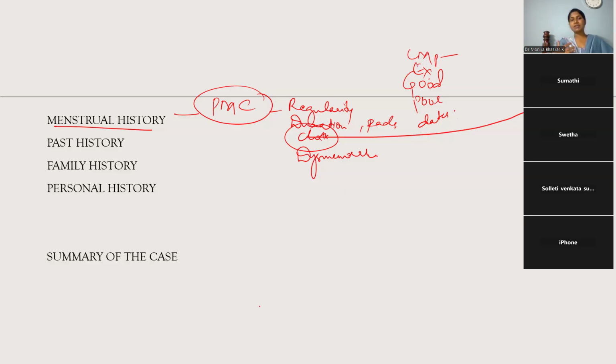And past surgical history, whether she has any previous history of appendicectomy or perforation or myomectomy, all these are important in past surgical history, and past blood transfusion. So if she's a previous case of anemia, it might have antepartum, intrapartum, and postpartum consequences. So that is also important with respect to past history.